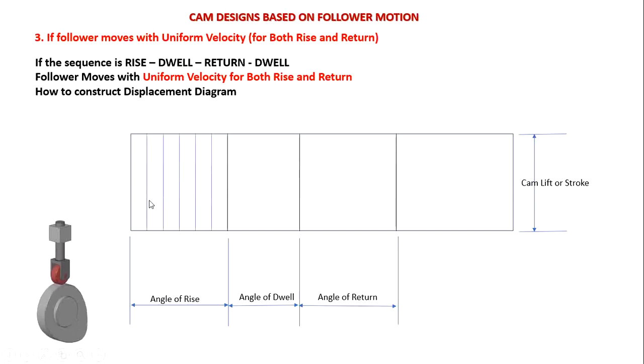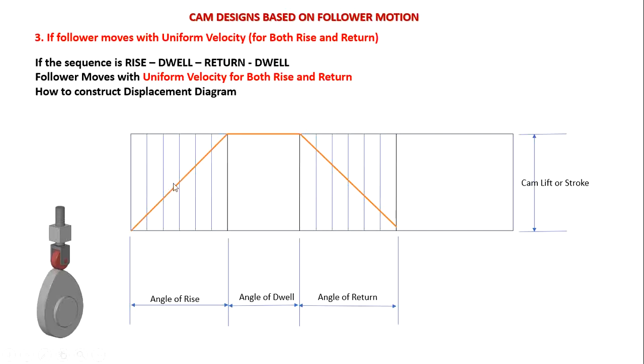Now divide this into 6 equal parts and divide this also into 6 equal parts. Now just join a line from here to here. Since this is uniform velocity, there is no constructed profile. Just draw a straight line from this point to this point. So this gives the angle of rise, or follower rises. Now this is the follower dwell period and this is follower returns.